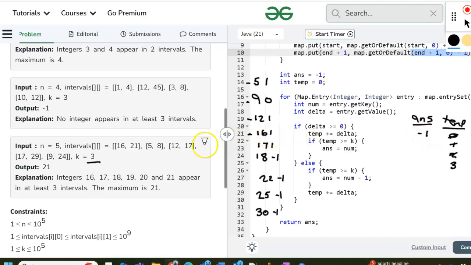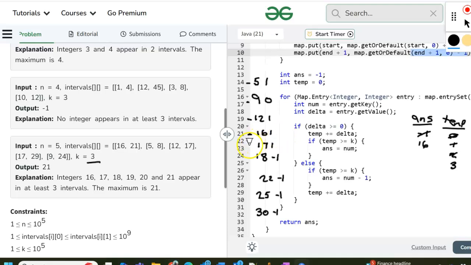Is that right? That is right, because we have 16 in the 9 to 24 interval, we have 16 in the 12 to 17, we have 16 in the 16 to 20. So that is right. So answer now becomes 16.